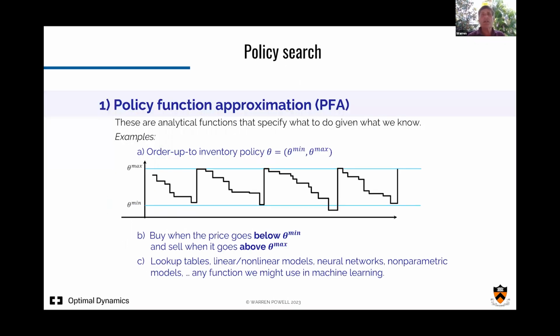The first of the two subclasses I call policy function approximations. So inventory policies, order up to: if inventory goes below some theta min, order up to theta max. Or when the price goes below a lower price, buy, or sell when it goes above a higher price. In other words, these are policies that are parametric functions, and I have to tune the parameters. But basically, a PFA can be any lookup table, linear, or nonlinear model. It can be a neural network, non-parametric, any of the functions that you might use in machine learning.